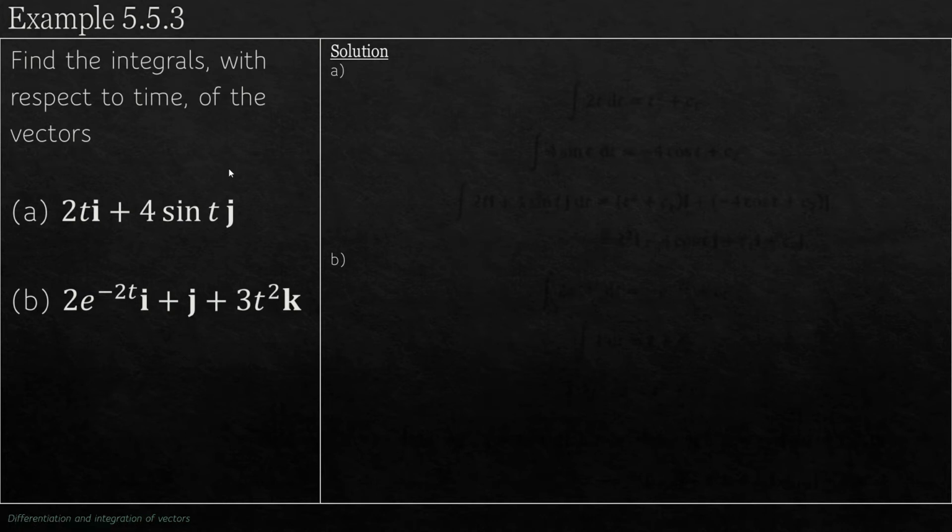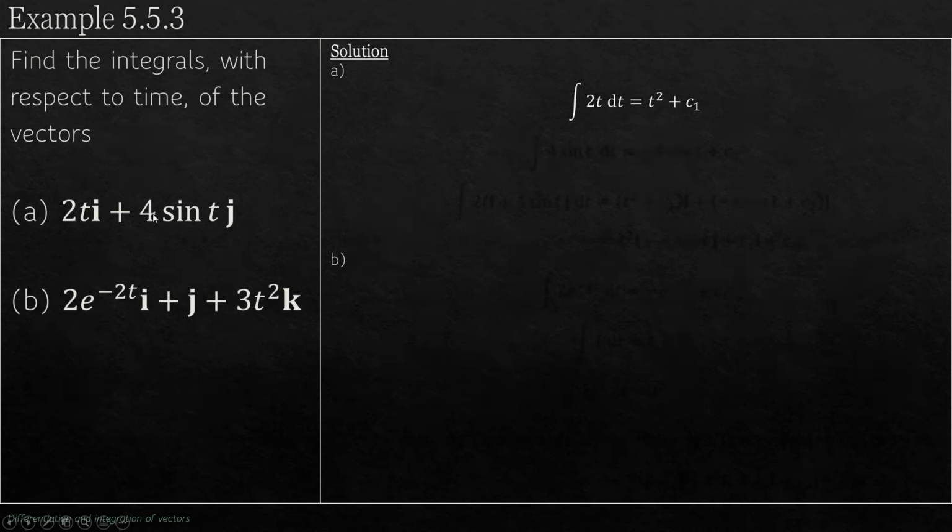Like we did with differentiation, we can just do this term by term. So for part A, integrate 2t and we get t squared. Very importantly, we need a constant. And there's going to be quite a few constants here, so I'm going to call it C1. Very, very important. You must not forget that.